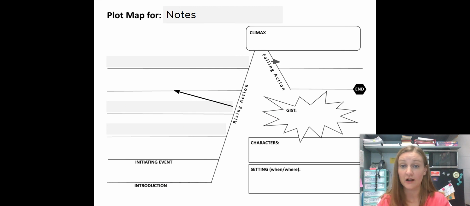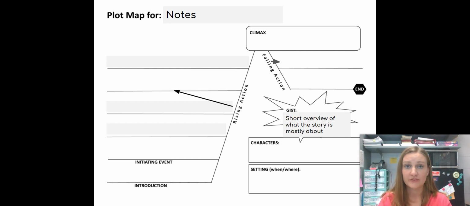And then we've got our plot map. The gist is a short overview of what the story is mostly about. It's a quick one-sentence overview. If someone asks, hey, what's that about? The most basic overview you could give is what we're looking for, a gist. And that is in that star icon on your plot map.